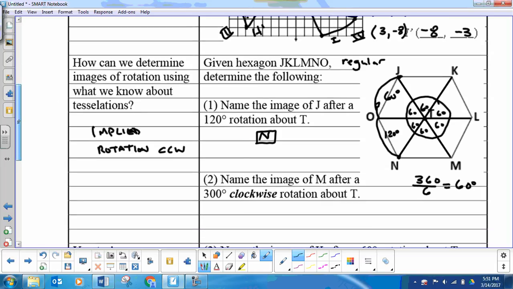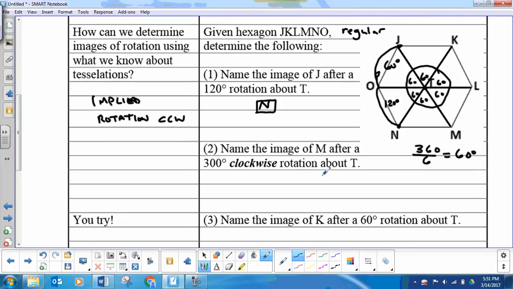All right, let's look at the second one, and then I'll have you finish these out. Now we've got the image of M after a 300-degree rotation about T. I'm going to erase some of this because I want to make sure you understand what direction we're rolling with this. Starting with M, this time they give me the direction of clockwise. So instead of going this direction around, I'm going to be going this direction, the way the clock goes.